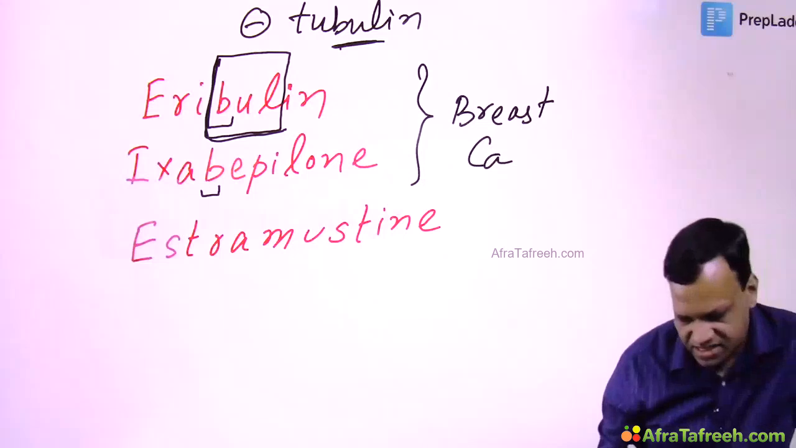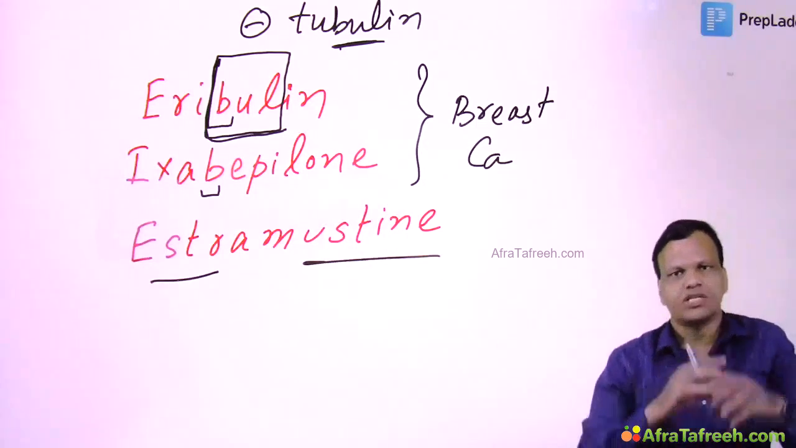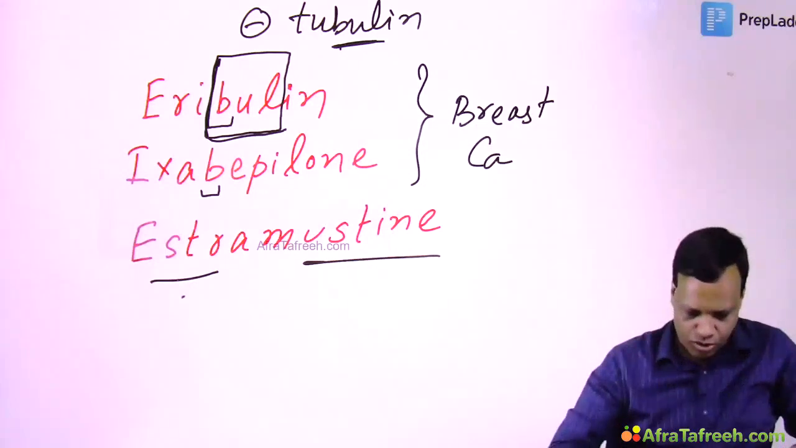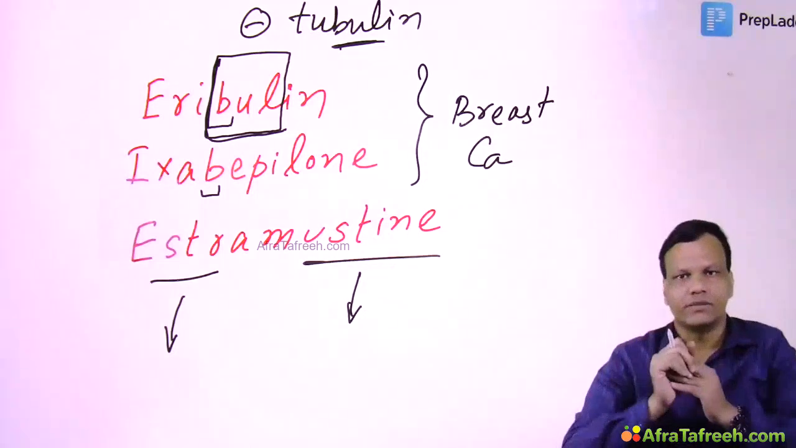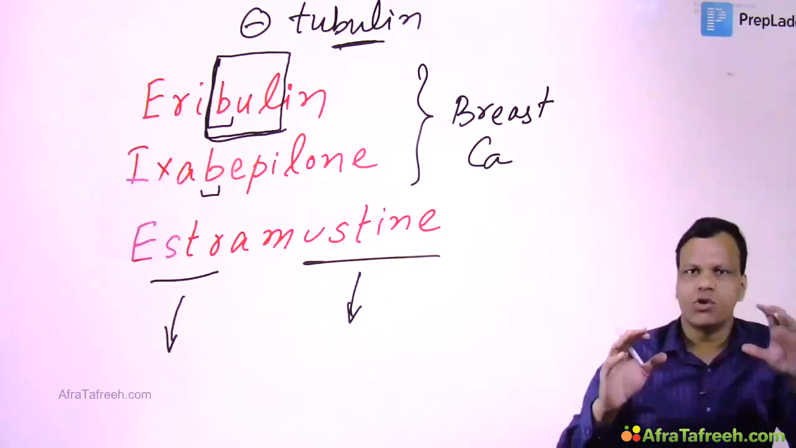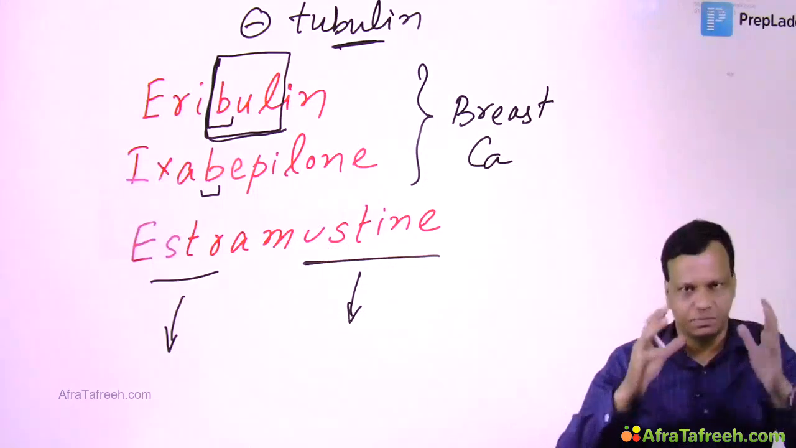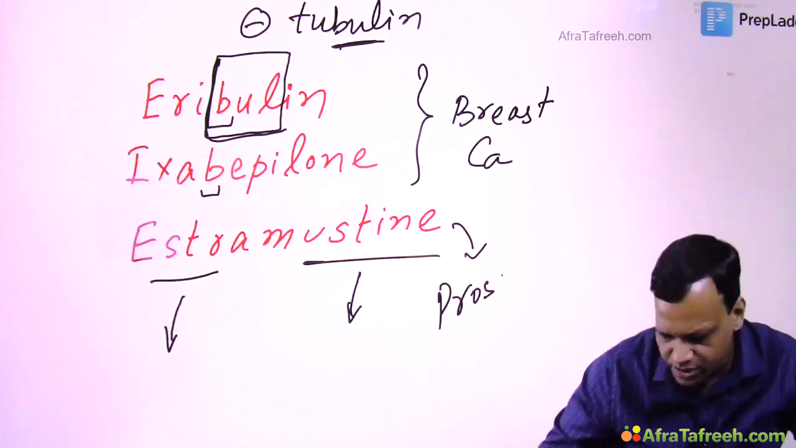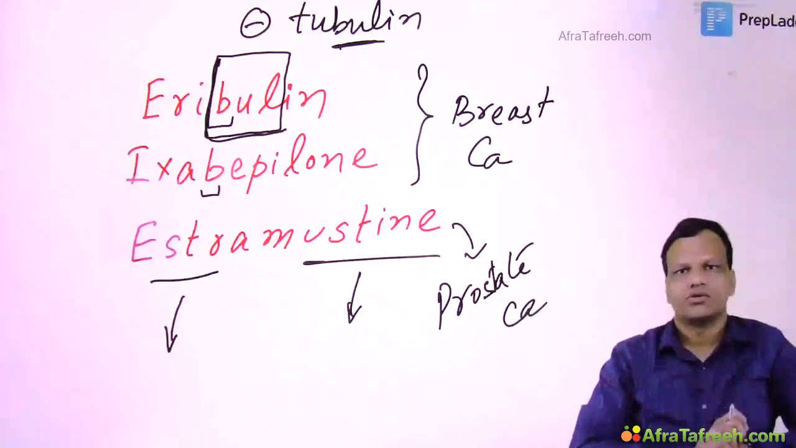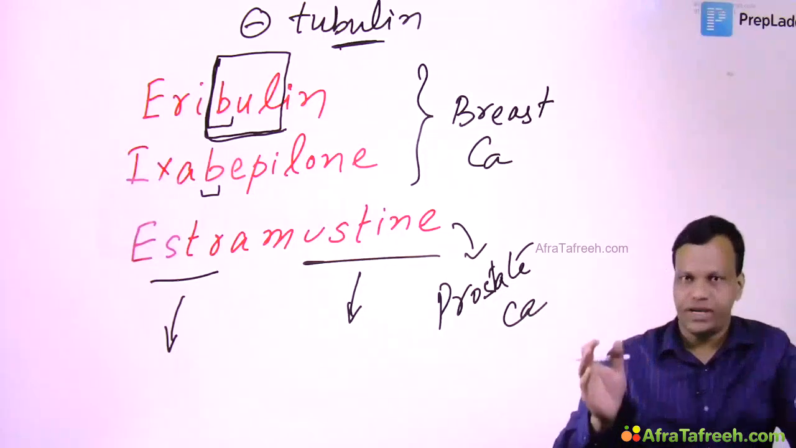Whereas estramustine, although the name contains estra plus mustine, because it is a combination of estrogen with a mustine. Mustine means nitrosourea, but the mechanism of action does not involve any of these. The mechanism of action of this drug is to inhibit the mitotic spindle, and this drug is used in prostate cancer. So this is important about the drugs acting on the mitotic spindle.